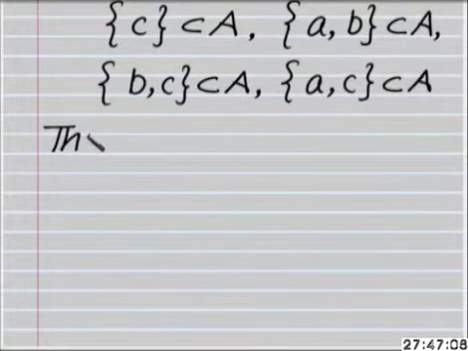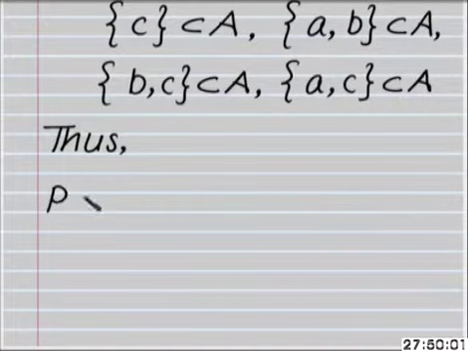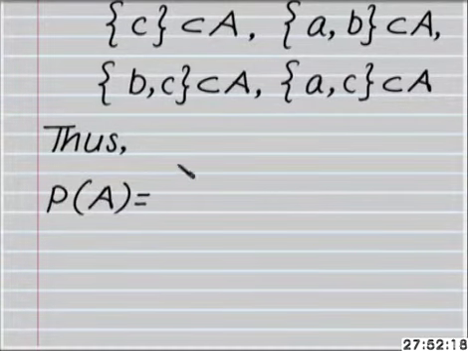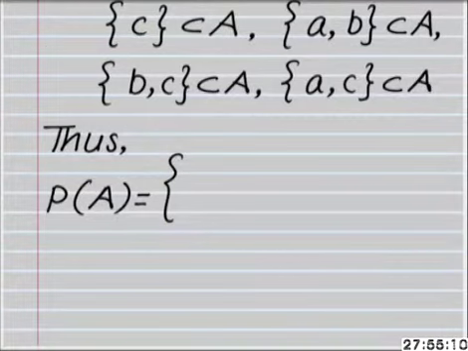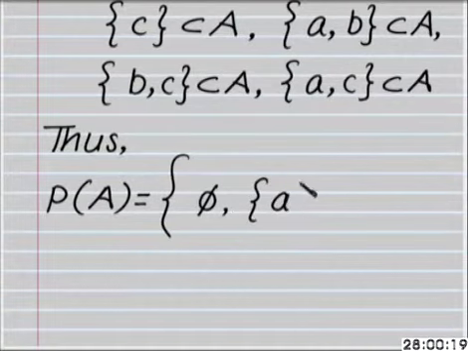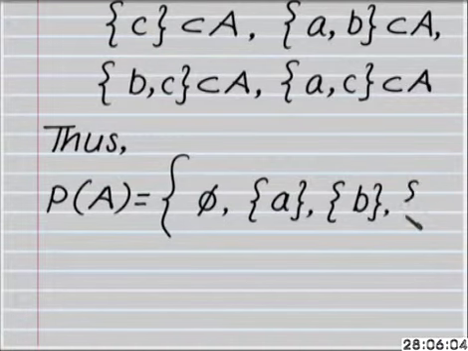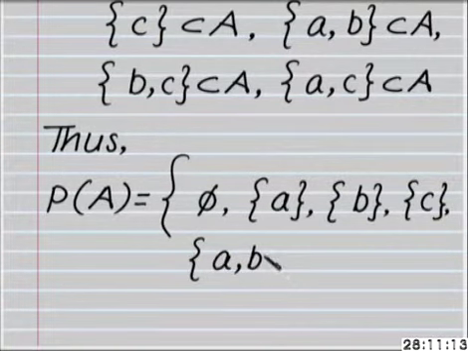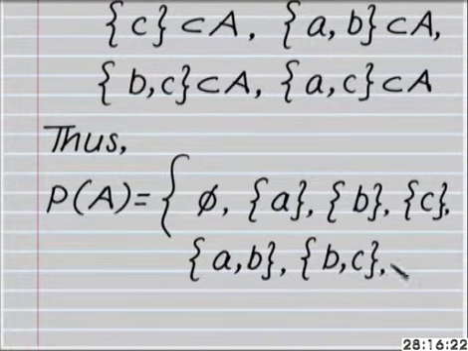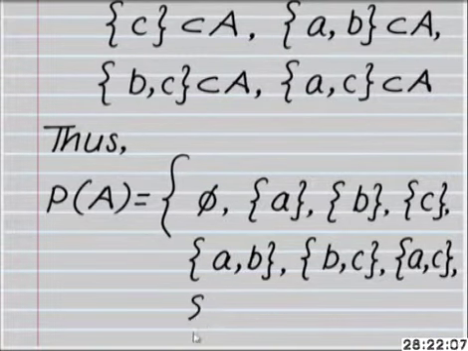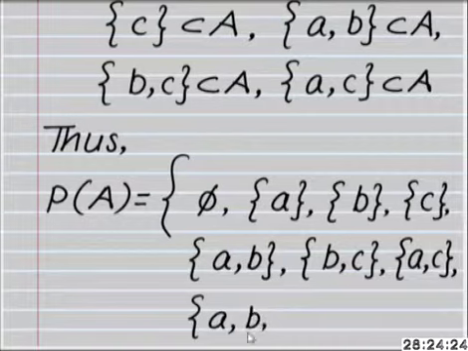Thus, we can write the power set of the given set A, that is set containing elements phi, set containing element a, set containing element b, set containing element c, set containing elements a and b, set containing elements b and c, set containing elements a and c, and set A itself containing elements a, b and c.